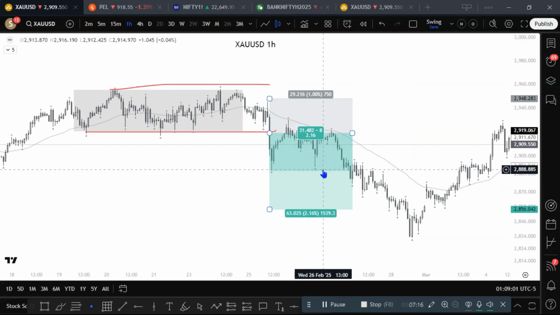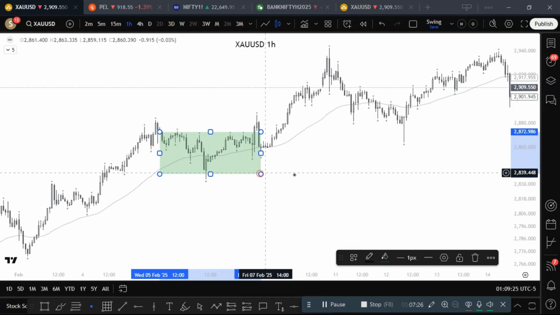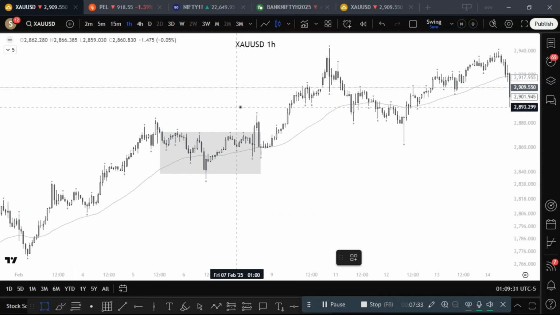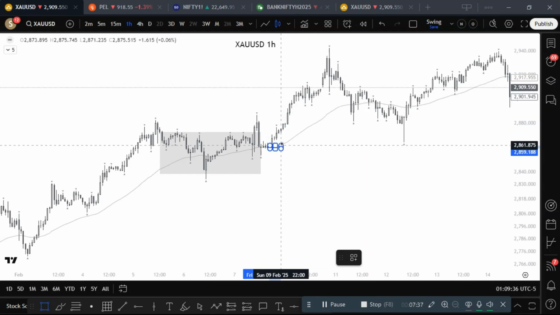So let's see some more examples. Here is another example. Here the 50 EMA is showing you that the trend is up, and the 1 hour is showing you the trend is up. You have your stage 1, right? This is literally stage 1. You can clearly see back and forth chop, and then you can see price start to expand, right? This is the expansion phase.